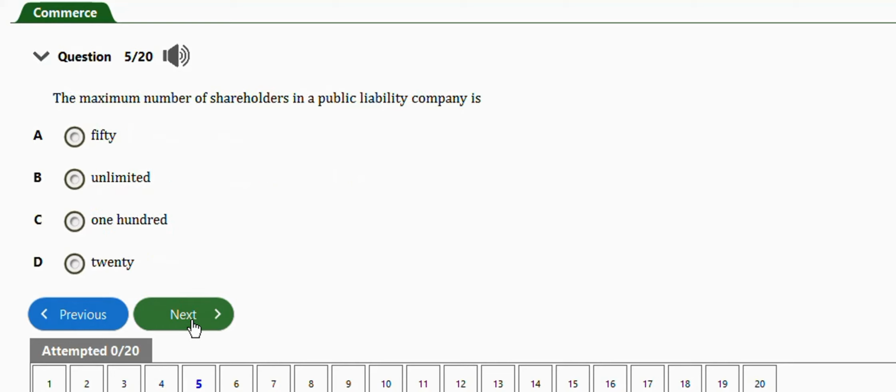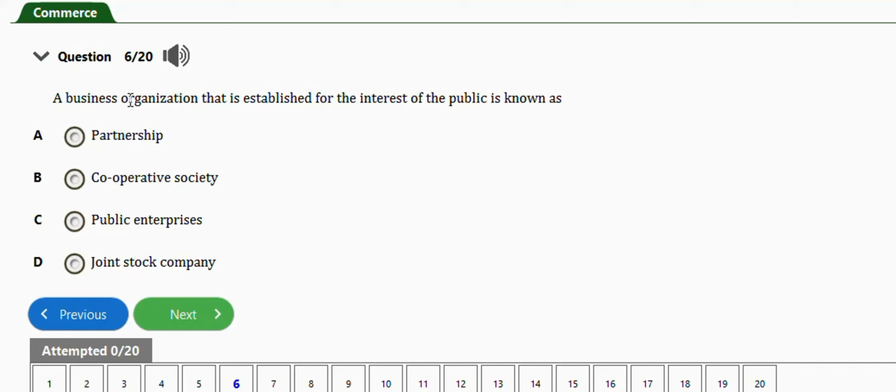Okay, next question is this one. It says the maximum number of shareholders in a public liability company is unlimited, guys. Take note, it is unlimited. Whereas in a private limited company the maximum is 50, but in a public liability company it is unlimited. Next question is this one. It says the business organization that is established for the interest of the public is known as a public enterprise. Option C.